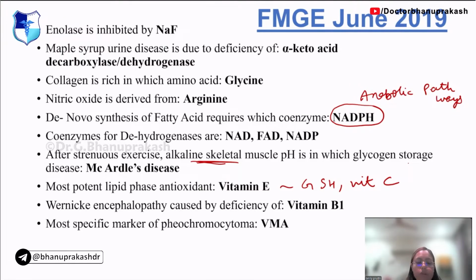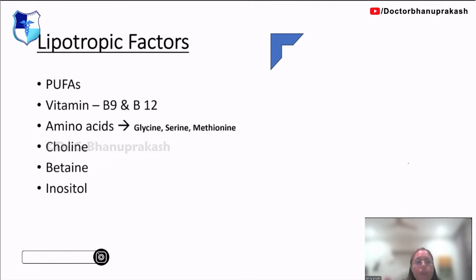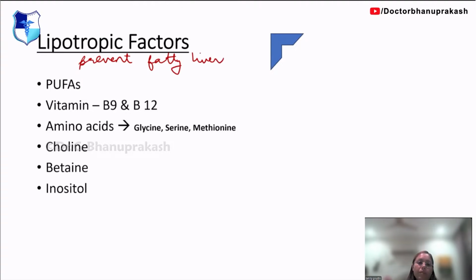Most specific marker of pheochromocytoma, VMA, vanillyl mandelic acid. Which cells release histamine? Mast cells. Then let's do lipotropic factors. Lipotropic factors, they prevent fatty liver. They are very good for the body. They prevent fatty liver. They are all the PUFAs, for example linoleic, linolenic acid, polyunsaturated fatty acids.